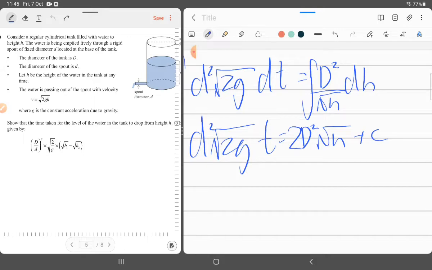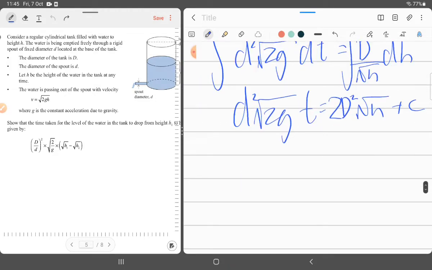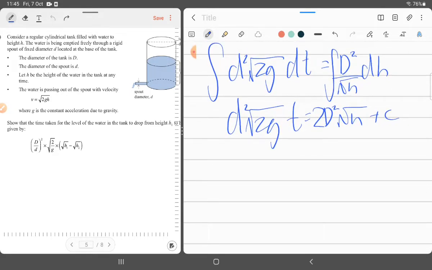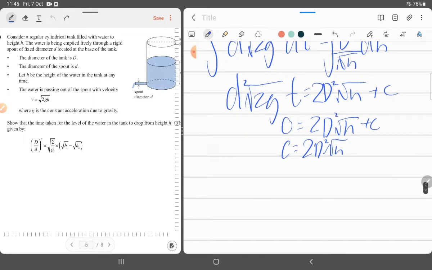When time is equal to 0, then 0 equals 2D squared square root of H plus C. So C is equal to negative 2D squared square root of H. I seriously don't know. Right, how close am I?